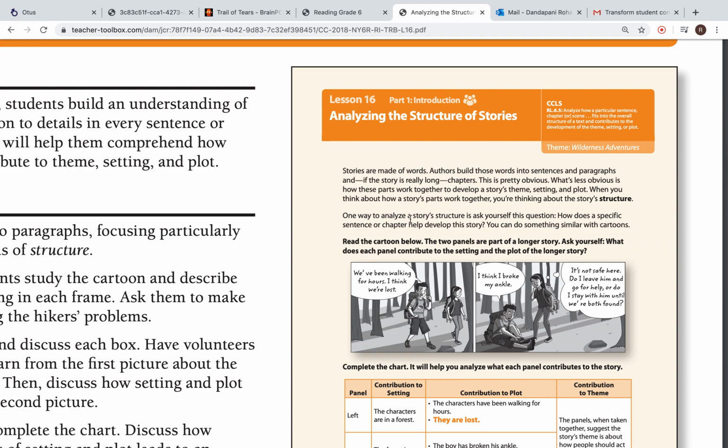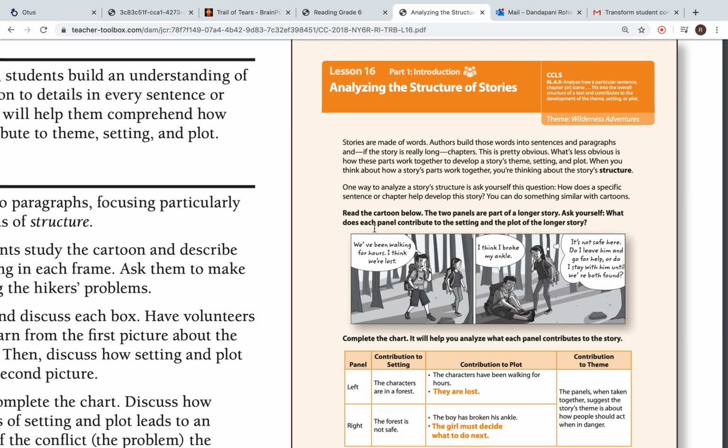One way to analyze a story structure is to ask yourself this question: how does a specific sentence or chapter help develop the story? You can do something similar with cartoons. So, right here is a cartoon, and we have two different panels, and each of these panels are part of a longer or bigger story. So, we want to ask ourselves, what does each panel contribute to the setting and the plot of the longer story?